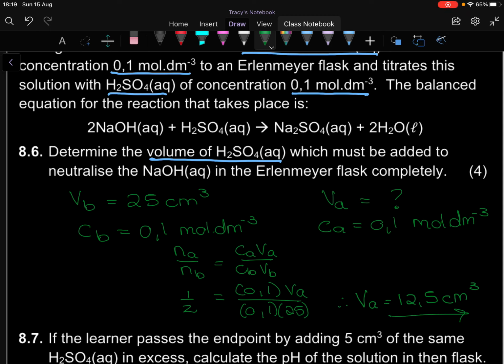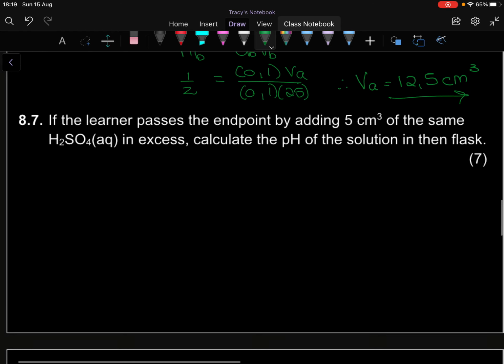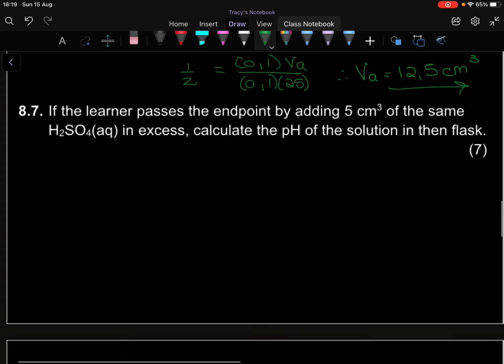That's okay. 4 marks. That's quite nice. It's equation, substitution on both sides, and then final answer. Then we get the question where at this point we all have a little bit of a heart attack, because it says if the learner passes the endpoint by adding 5 cm³ of the same H2SO4 in excess, they want the pH of the solution in the flask.